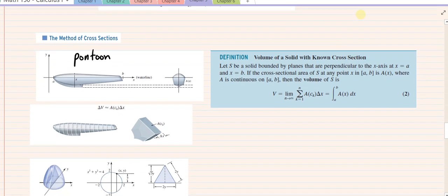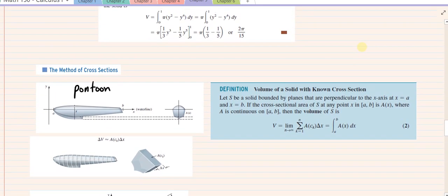Now, imagine if we could slice this pontoon into a finite number of pieces. So you slice like that. Of course, these slices are vertical, right? As you can see here. So you just cut them here. So the cross section is perpendicular to the x-axis in this case.